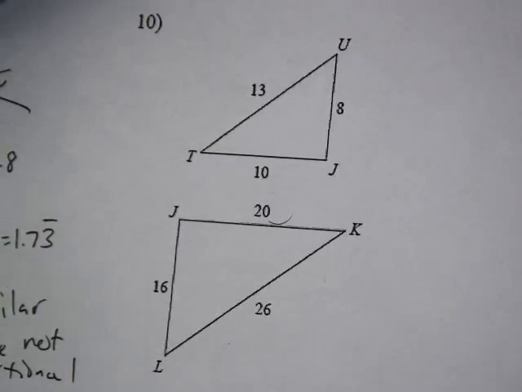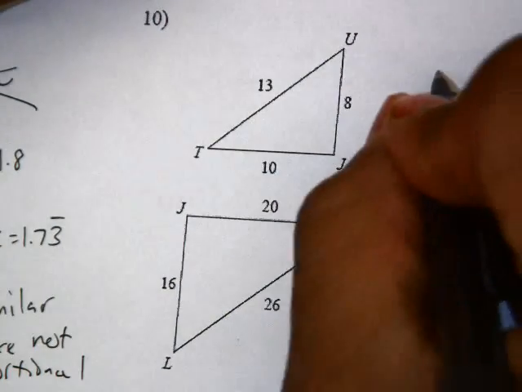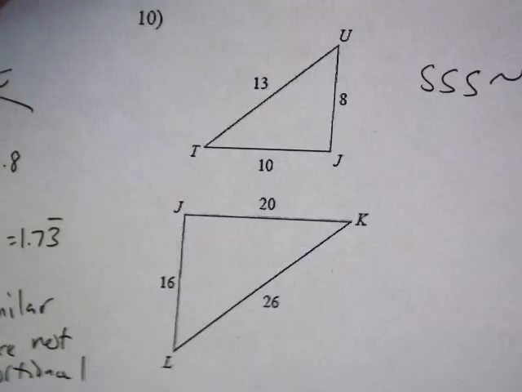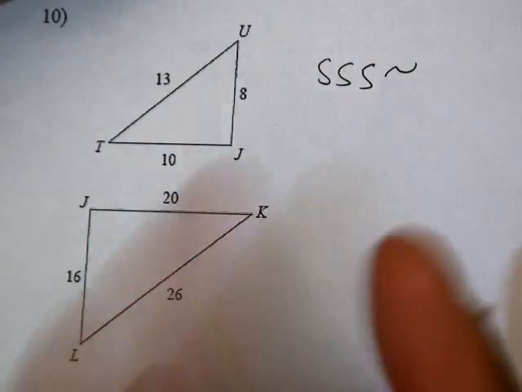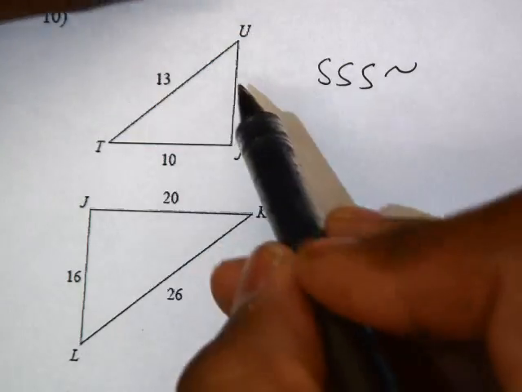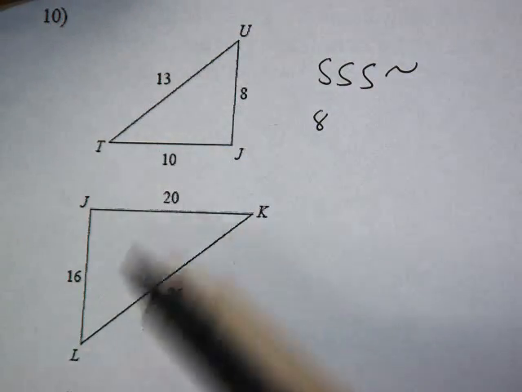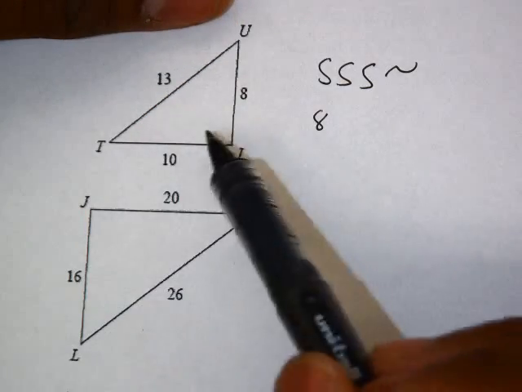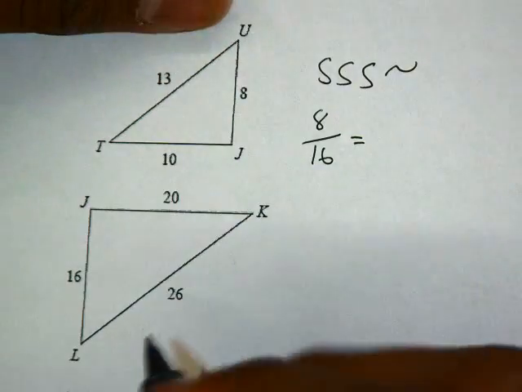Lastly, number 10. It gives me 3 pairs of sides. So it looks like it's going to be side, side, side similarity. But again, just like the last problem, we need to check to see if they are all proportional. So let me pick 8 to start with from the top triangle. 8 is the smallest side here, the shortest side. That should correspond to 16 because that's the shortest side here.